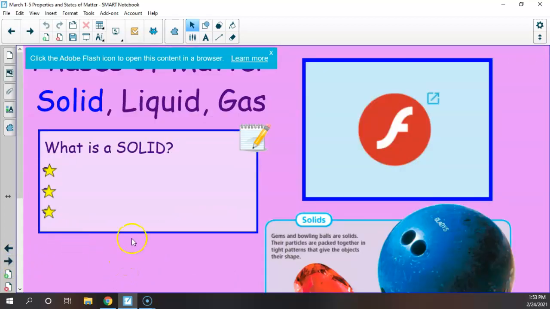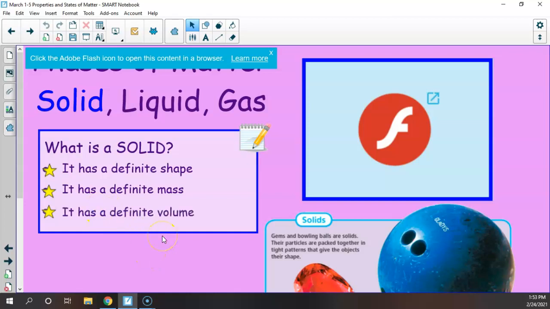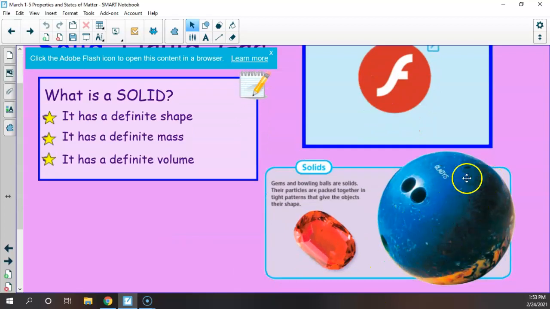So what is a solid? A solid has a definite shape. A solid has a definite mass. And a solid has a definite volume. So let's use that bowling ball over here as an example. It has a definite shape. If I tap it, if I touch it, it's not going to change shape. It has a definite mass. That's not going to change unless I do a physical change to it, which we're not going to. And it has a definite volume. It takes up a definite amount of space.